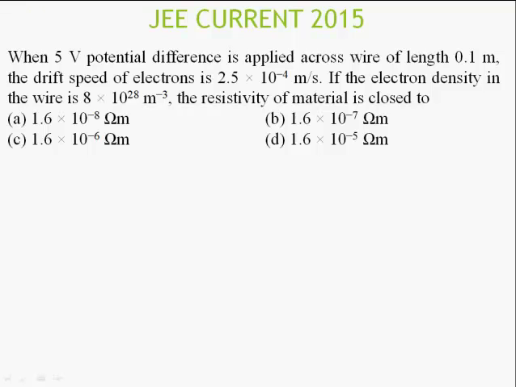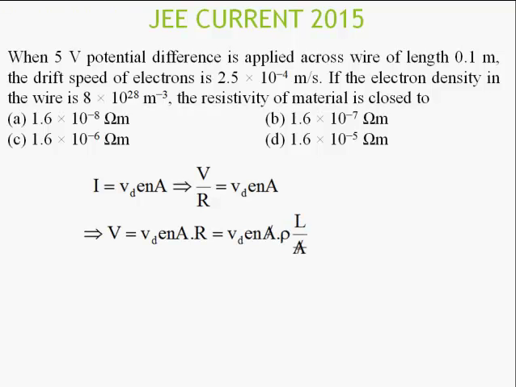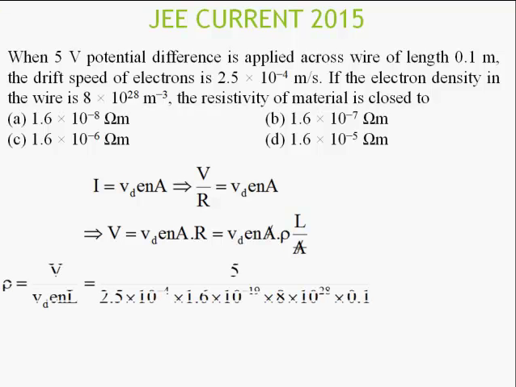We can use the formula. We know I is equal to n e A vd. Since the potential is applied, we keep V constant. So we write I as V by R, and R is taken to the other side. A gets cancelled. So V is equal to n e vd rho L. We have to find rho, so rho is V upon n e vd L. We place the values, and you can see all these values coming over here. The important thing is only the power of 10, and we solve it. It comes out to be 1.6 into 10 to the power minus 5. That means D is the answer, the resistivity.